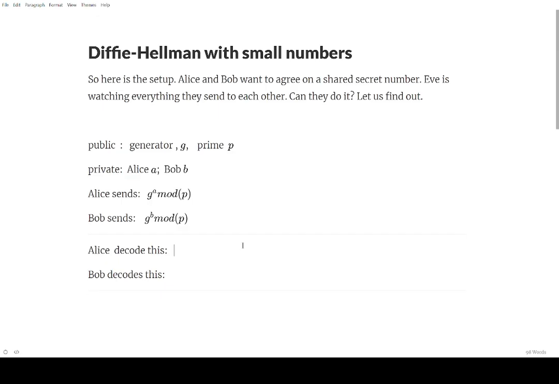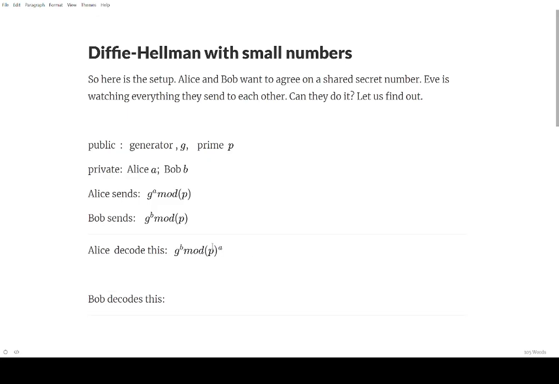Alice can now take this, and she's going to do something else, which is she's going to raise what Bob sent her, and just to be clear that that's what she's starting with, I'm just going to copy and paste. That's what Bob sent her. And she's going to raise that whole thing to the 8th power.